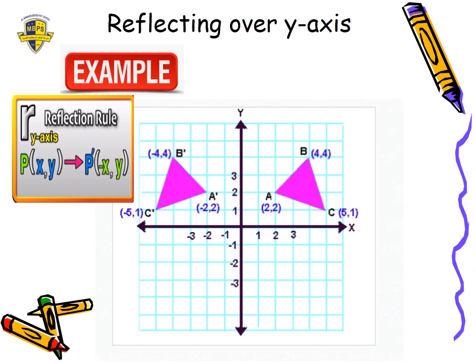The third one, (5, 1). Y is 1, we will not change it. The x is 5, so we have to write the opposite number, so it will be -5. So this is C', the third corner. After that, just connect the corners and you get the reflected shape across the y-axis.